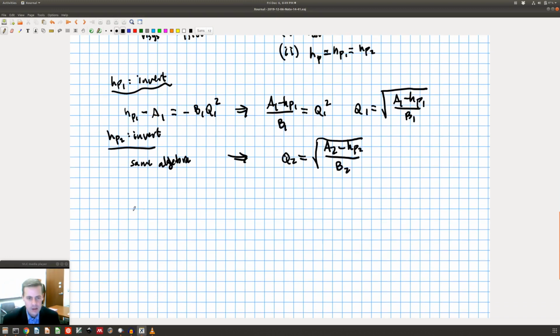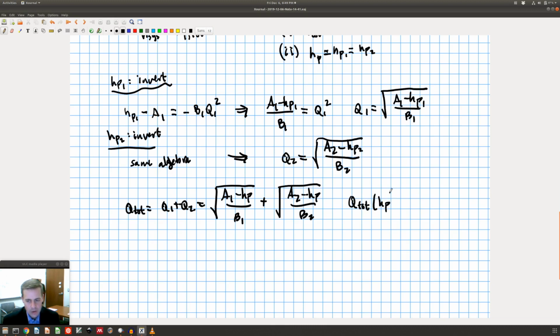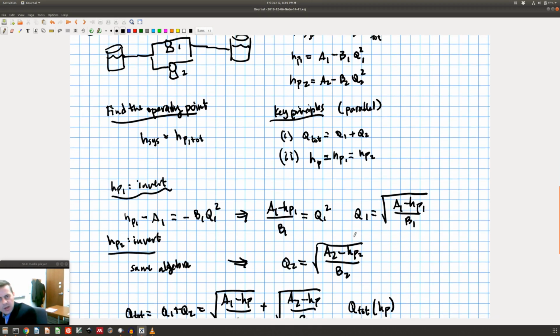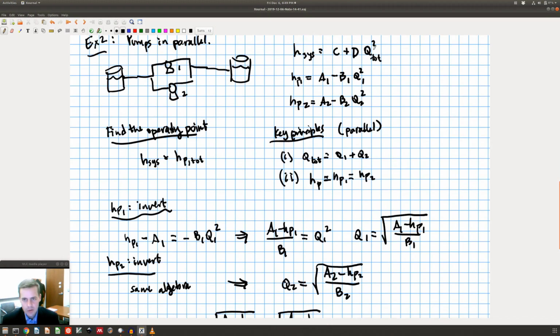So I can combine these and write that the total Q is equal to Q1 plus Q2, which is equal to the square root of (A1 minus HP) divided by B1 plus the square root of (A2 minus HP) divided by B2. And now I have something where I have Q total as a function of HP, all right? And I've got my system demand curve up here, which is also in terms of Q total. All right, well now I'm getting somewhere.